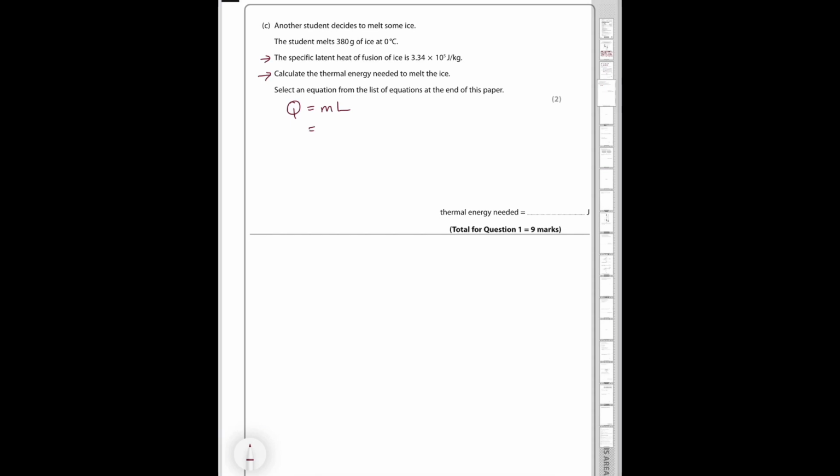If we input our numbers, we have to change the mass into kilograms, so that would be 380 divided by 1,000, and then we multiply that by 3.34 times 10 to the power of 5. If we calculate that out, we have an answer of 1.27 times 10 to the power of 5 joules.